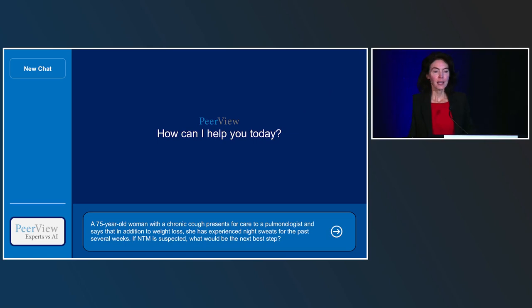So we're going to now do the experts versus AI section, and I think this is going to be fun. The 75-year-old woman with chronic cough presents for care to her pulmonologist and says that in addition to weight loss, she's experienced night sweats for the past several weeks. If NTM is suspected, what would the next step be?